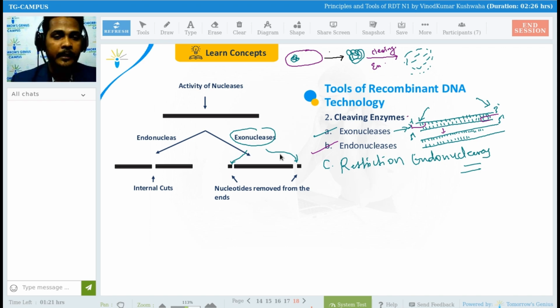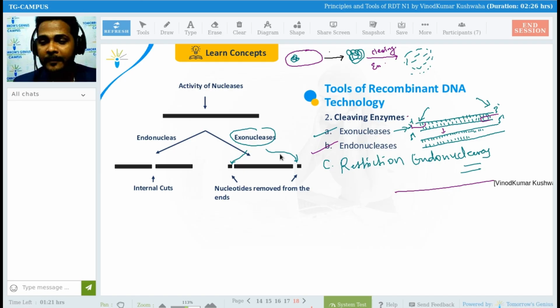Okay, good. Now the next one, as I said, the restriction endonuclease. Here you can see restriction endonuclease enzymes are also referred to as molecular scissors. They cut the DNA duplex at a specific point, and their single-stranded free ends are called the sticky end. That means this is a DNA strand.